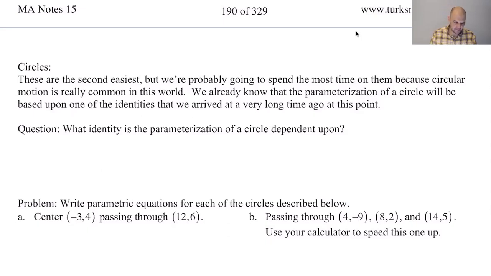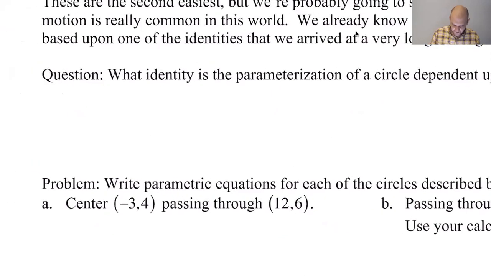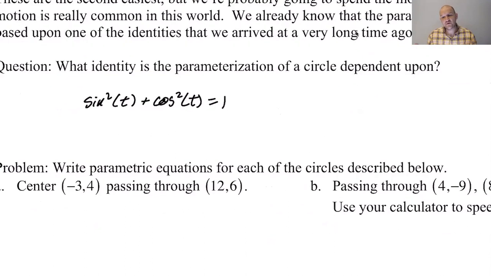So circles, I would say, are probably the second easiest, but we're going to do a lot with them because it turns out a lot of things move in circles. That's kind of the idea. So we know how to parameterize a circle because we know the unit circle. And we've seen that if we use sine squared of t plus cosine squared of t equals 1, that's going to let us parameterize a circle. So in general, though, it's going to be a little more detailed. I'm just going to tell you this outright.